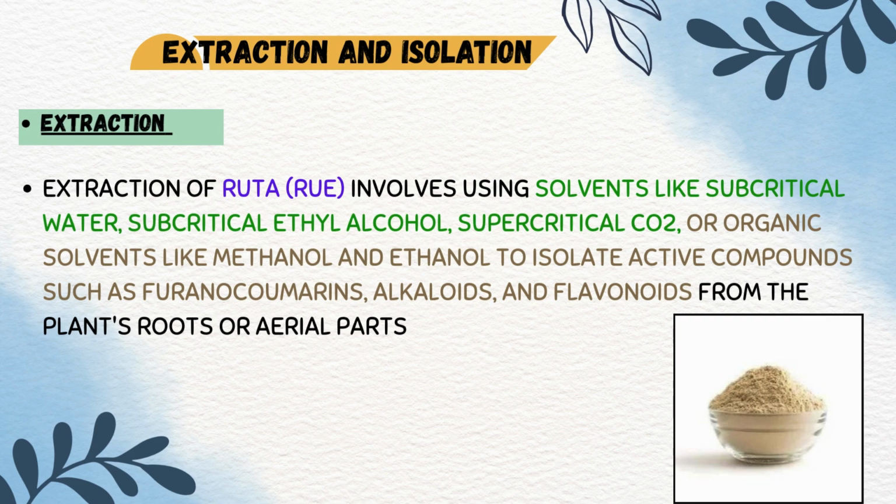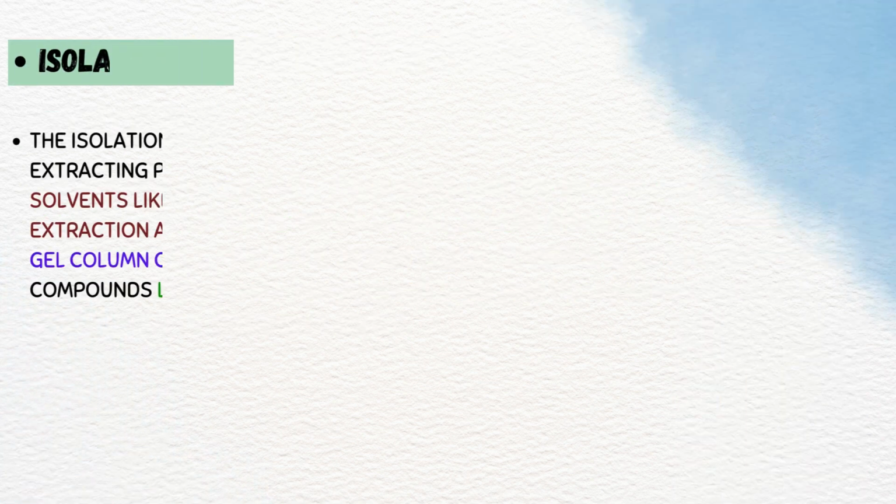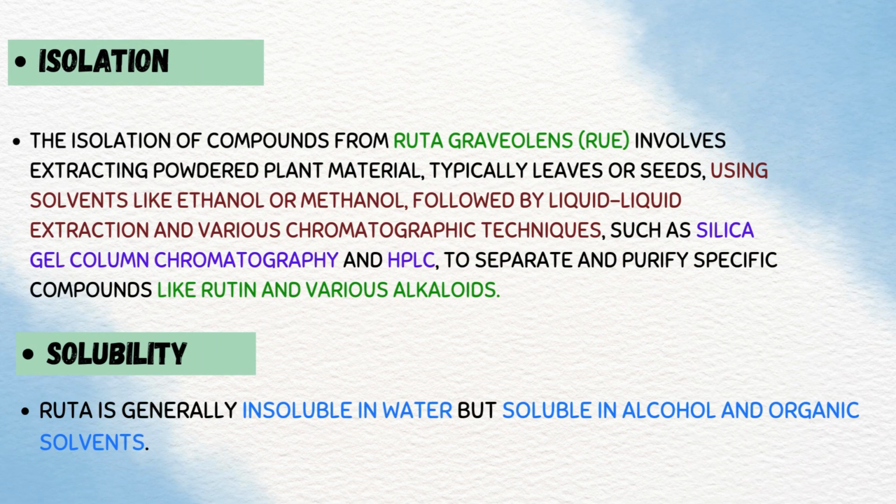Now, next one is extraction and isolation. Extraction. Extraction of RUTA involves using solvents like subcritical water, subcritical ethyl alcohol, and subcritical carbon dioxide, or organic solvents like methanol and ethanol to isolate active compounds such as furanocoumarins, alkaloids, and flavonoids from the plant's roots or aerial parts. Now, the isolation of RUTA.